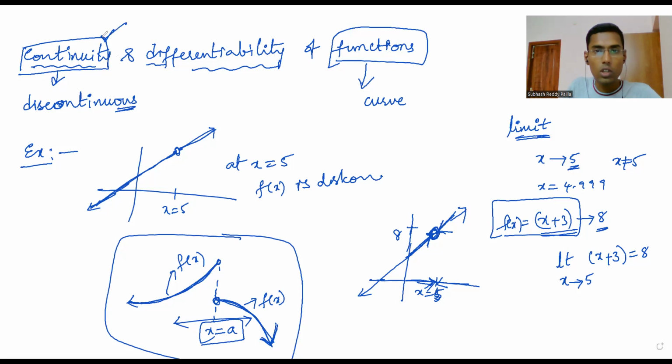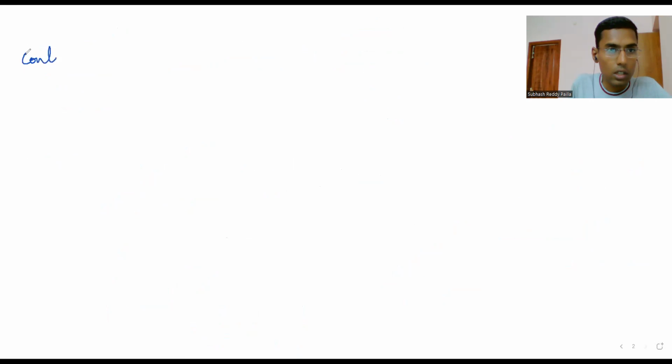So continuity of what are we checking? Continuity of a function. Function means what? It's a curve. If you draw it, you get some kind of curve. So is that curve continuous or not? If it is continuous, where is it continuous? If it is discontinuous, where is it discontinuous? This is a topic. Okay, so then we'll see continuity in detail.